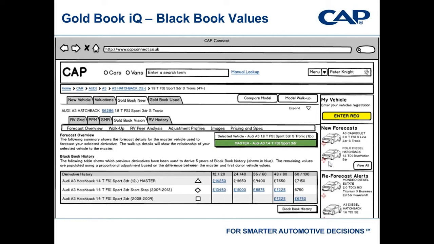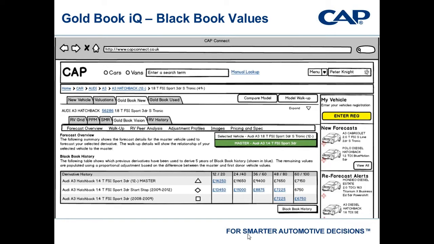In terms of Goldbook IQ, obviously there's a lot more that you can see, but just in the context of what we've just been talking about, you'll be able to see where we've built up those Black Book values. We said they may come direct from Black Book if that vehicle's 5 years old. If it's not 5 years old, we'll have this system of donors.